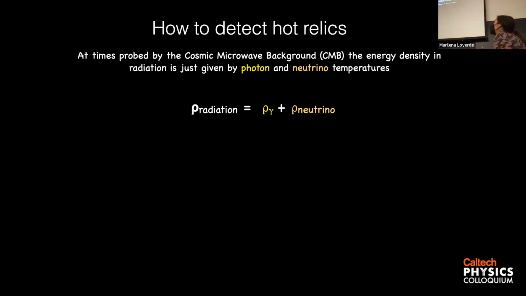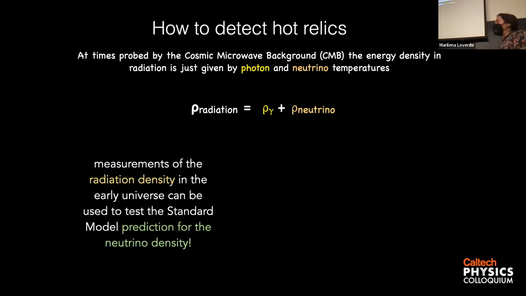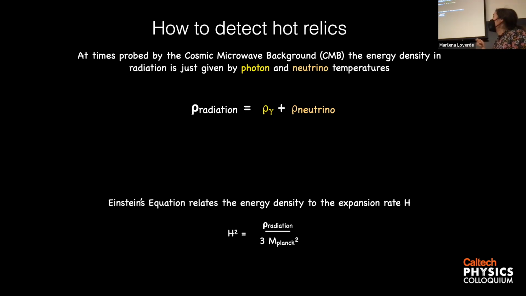At times probed by the cosmic microwave background, the energy density is probably mostly just photons and neutrinos. So let me first tell you how we detect the energy density in relativistic neutrinos in the early universe. We use measurements of the radiation density given to us by the cosmic microwave background. The reason we can infer the radiation density from the cosmic microwave background is that Einstein's equations relate the expansion rate of the universe to the energy of the matter that's present at early times. So the expansion rate is some physical quantity that's going to dictate things like scattering rates that are relevant.